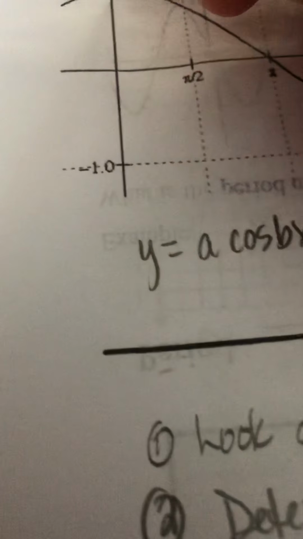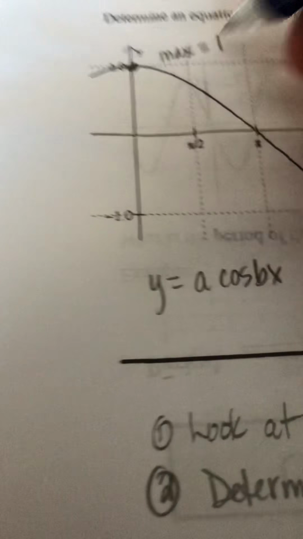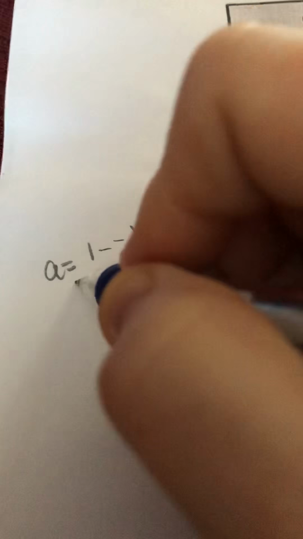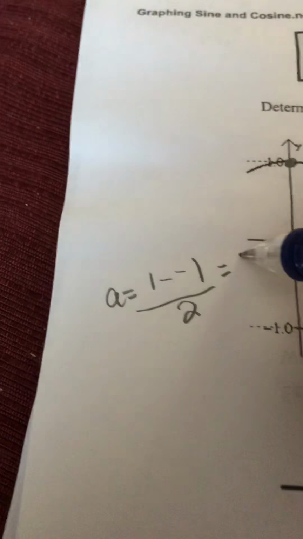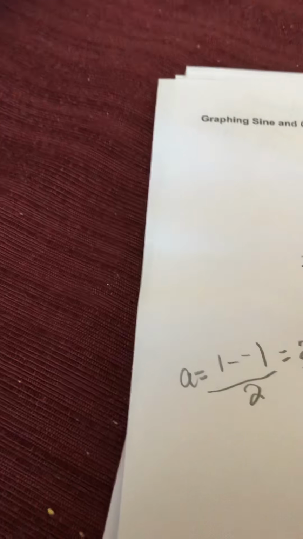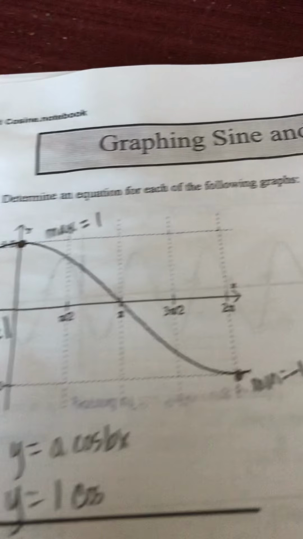So if we look up here, for this one, our maximum y value is 1. Our minimum y value is -1. So a is going to be our maximum y value minus our minimum y value over 2. So in this case, 1 minus -1 is 2 over 2, gives us a is 1. So now we know we have 1 cosine something.